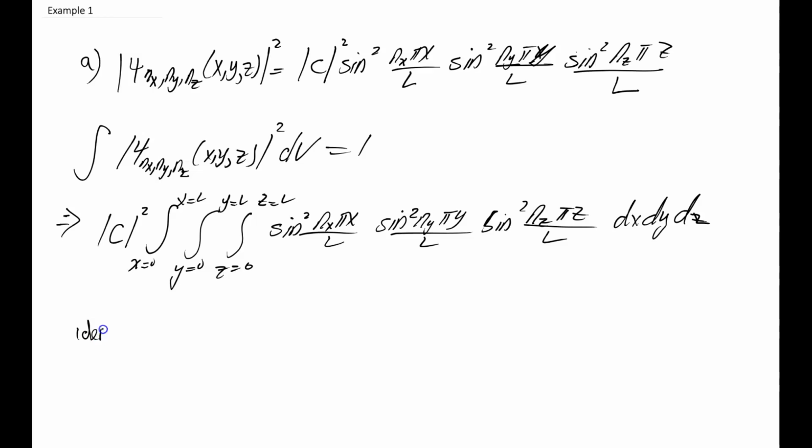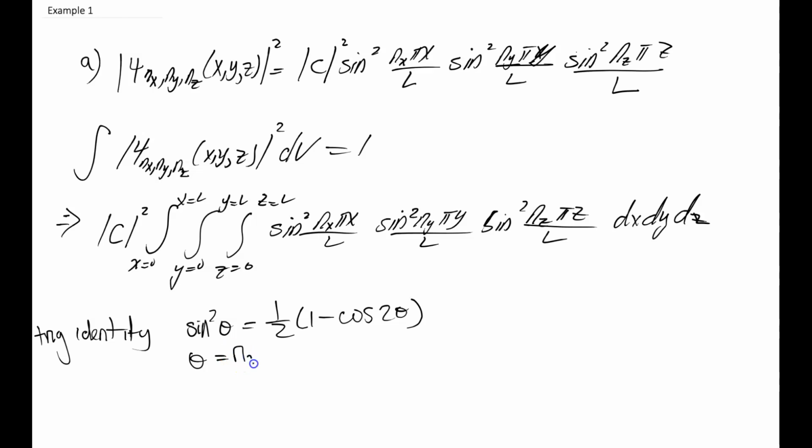And let's look at just one of those, and let's look at the identity from trig that says that sine squared theta equals 1/2 times 1 minus cosine 2 theta, and let's let theta equal n_x pi x over L.